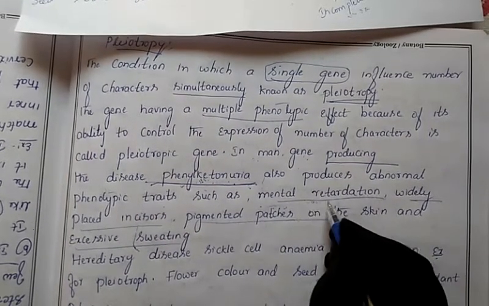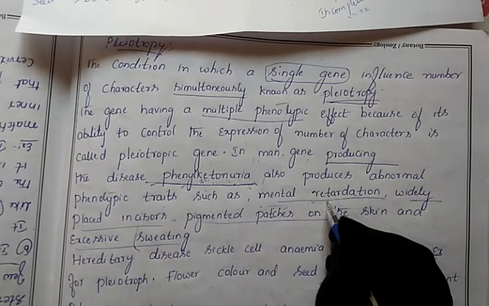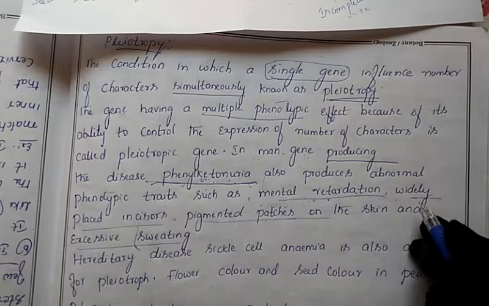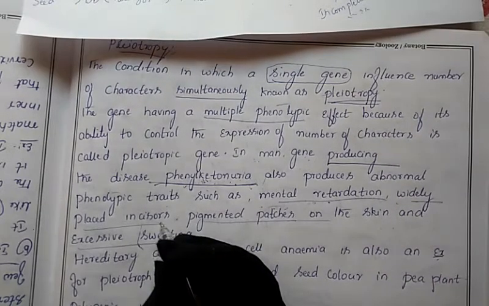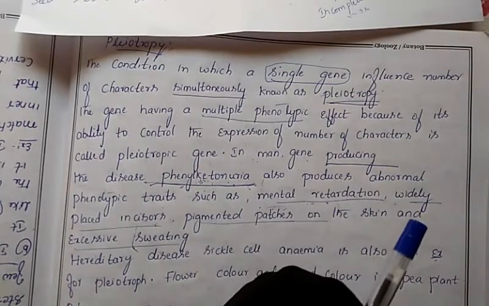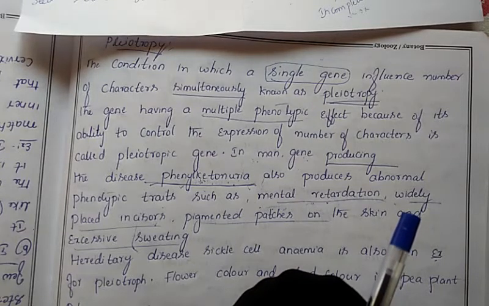So one is mental retardation. You know very well, the person who is mentally in an abnormal condition, we call it mental retardation. Next, we have widely placed incisors. Incisors means our front teeth. So हमारे सामने के दांत हैं front teeth. Those front teeth we call incisors. Already studied in your first year.